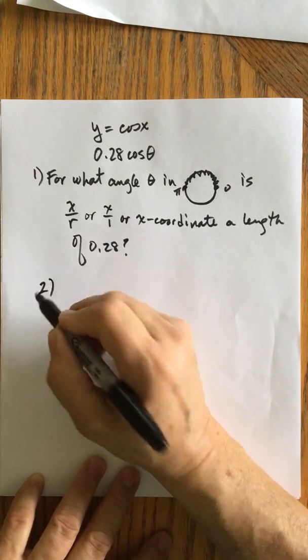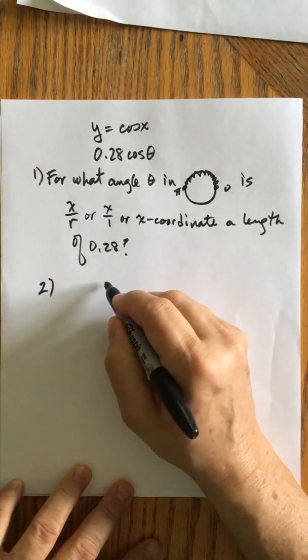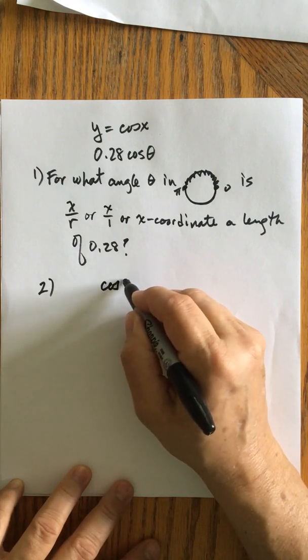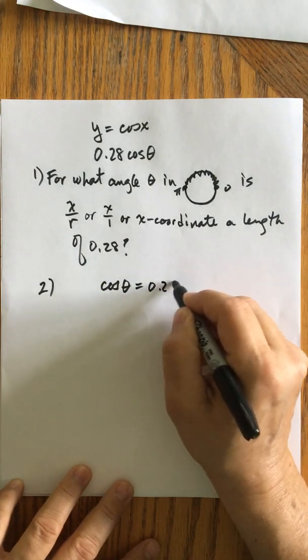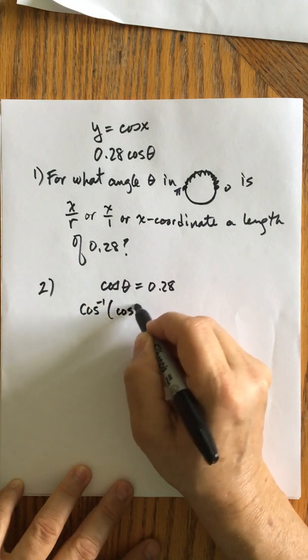So that's step number 1. Step number 2, now that I know what I'm looking for, I want to go ahead and start solving this. If I have cosine of theta equals 0.28, I need to take the inverse cosine of both sides.